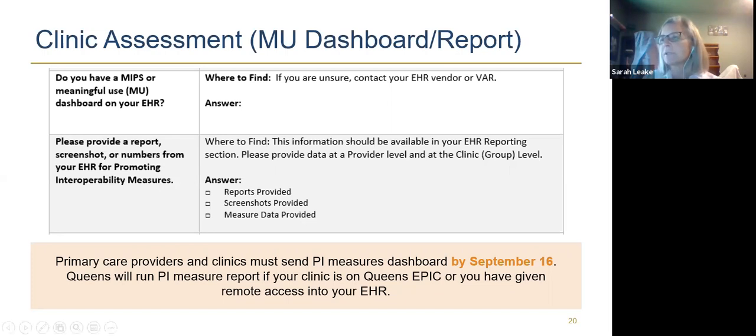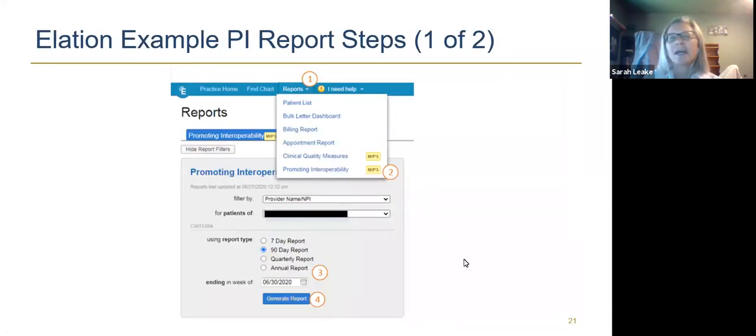I'm going to show an example that we were given for the Elation, just so you can get an idea. All of the EHR systems are a bit different. There should be a similar landing page that has a report tab. So number 1, as you can see on this, is the reports, and you would pick the promoting interoperability measure report. You may have quality measures and others, as you see here, but you would want that promoting interoperability. And most likely it will ask you for the report type, like the time period you're looking for. In this one, 90 days, and then it asks for the ending week. Oftentimes it'll ask you for the beginning and ending, or just the beginning date of that 90-day period. But this is an example just so you can look in your EHR, if you have not before, to see what reporting capabilities you have.